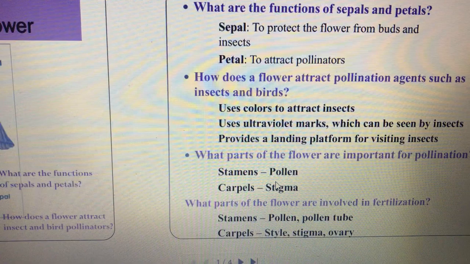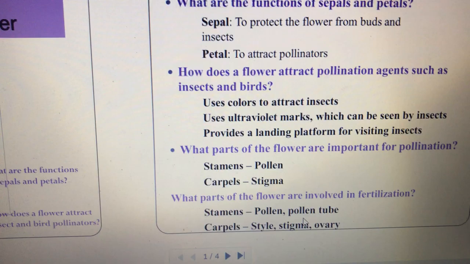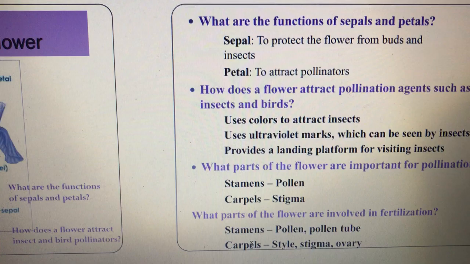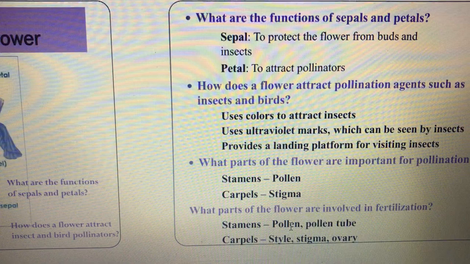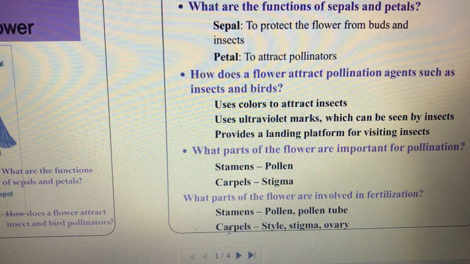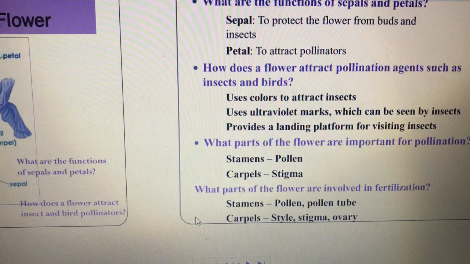So what parts of the flower are involved in fertilization? The stamens are involved in pollen, and they have the pollen tube. The carpels have the style, the stigma, and the ovary. And remember, the carpels are part of the female reproductive organ, and the stamens are part of the male reproductive organs, usually.